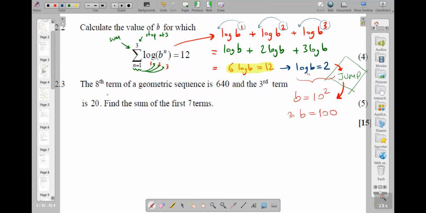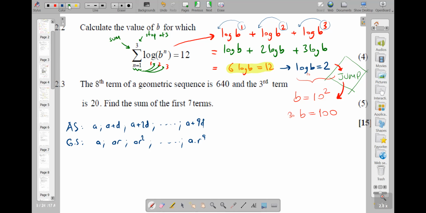Let me write the idea. If it were an arithmetic sequence, then your terms go like a, a plus d, a plus 2d, and so on. Like the 10th term is a plus 9d, you know that. But when there is a geometric sequence, a is the first term, then there is ar, then ar squared, and so on. And the 10th term will be ar to the power of 9. So this idea is what we are going to use.